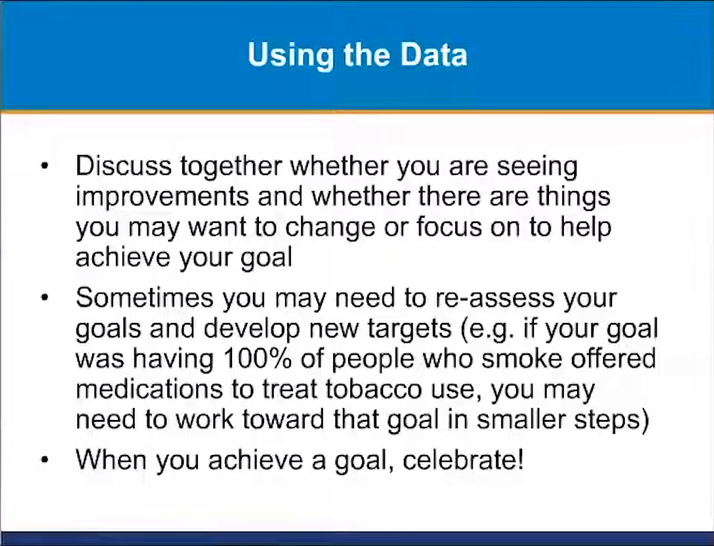When you're together as a work group, you can discuss whether you're seeing improvements and whether there are things you might want to change to help you achieve your goals. So again, like the group attendance example, sometimes you might need to reassess your goals and develop new targets, and that's okay. If your goal was having 100% of people who smoke offered medications to treat tobacco use, but it was 0% at the beginning, you might need to work towards that goal in smaller steps.